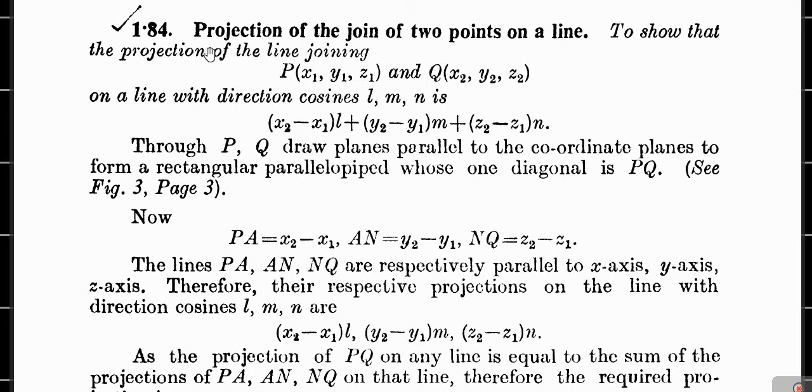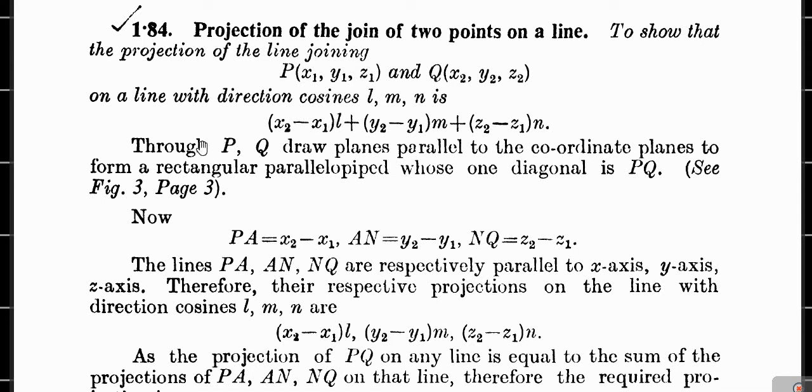Now the next article is the projection of the join of two points on a line, and the question is to show that the projection of the line joining points P (x1, y1, z1) and Q (x2, y2, z2) on a line with direction cosines l, m, n is (x2 minus x1) into l plus (y2 minus y1) into m plus (z2 minus z1) into n. So this is the result that we wish to obtain. Let us prove this.